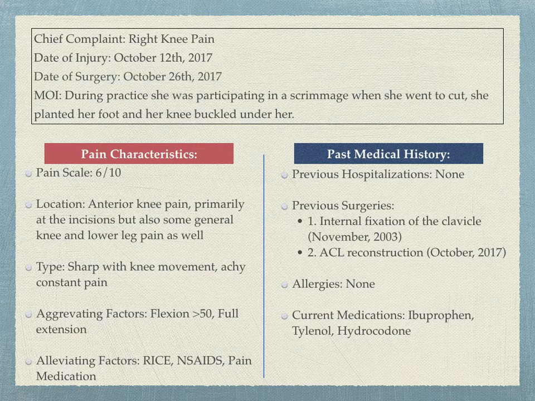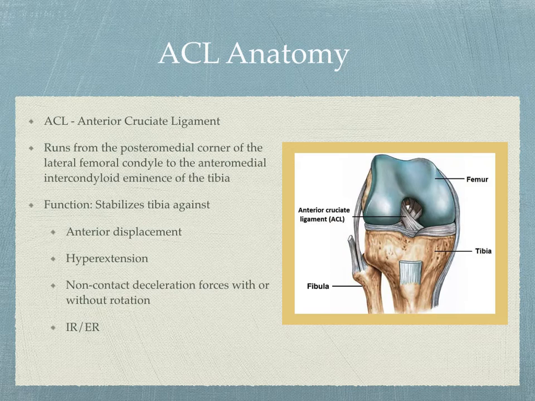The ACL is a ligament in the knee called the anterior cruciate ligament. This ligament connects the posteromedial corner of the lateral femoral condyle to the anteromedial intercondyloid eminence of the tibia. The ACL is essential for normal knee function as well as stability. The main function of the ACL is to prevent anterior translation of the tibia on the femur, but it also prevents excessive internal and external rotation of the tibia as well as hyperextension of the knee.